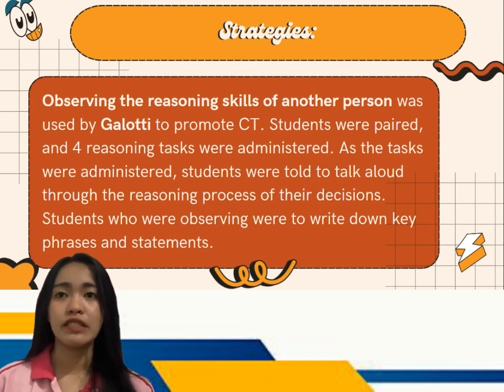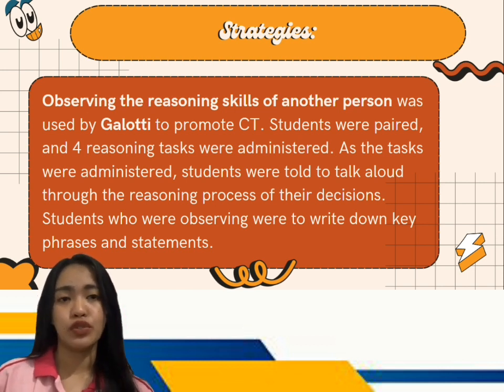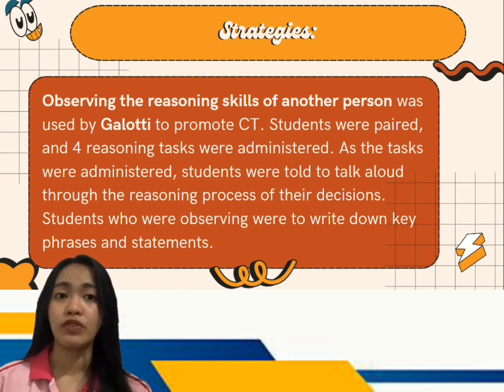Observing the reasoning skills of another person was used by Galati to promote critical thinking. Students were paired and 4 reasoning tasks were administered. As the tasks were administered, students were told to talk aloud through the reasoning process of their decisions. Students who were observing were to write down key phrases and statements.